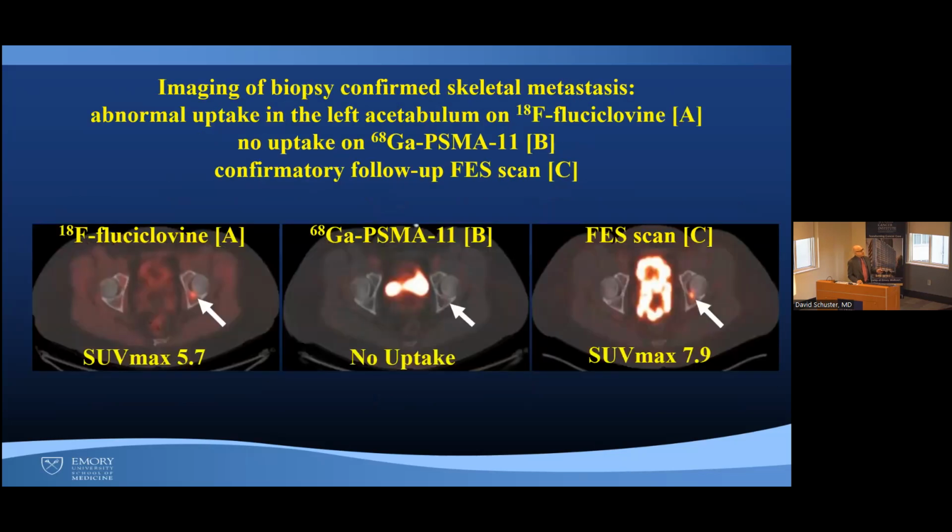This is bone metastasis. Now, this was biopsy confirmed in a different bone, okay? But the patient had multiple bone metastasis. But with fluciclovine, we could see uptake. With PSMA, there was none in this acetabular lesion. But as further proof, even though this wasn't biopsied, this patient also had a FES or estradiol scan, and this was positive there too. That's highly specific.